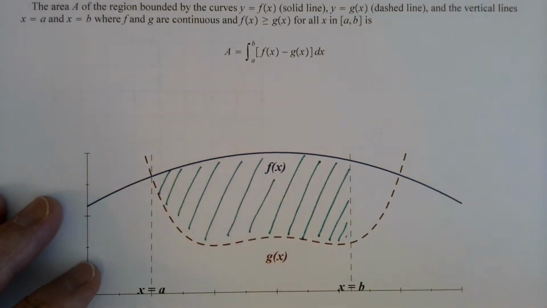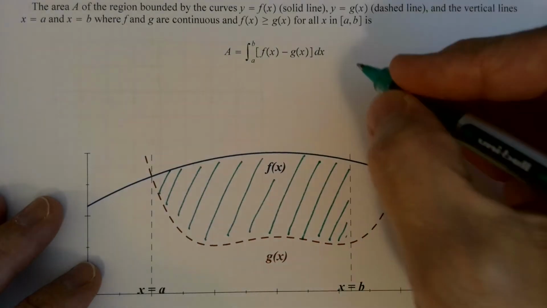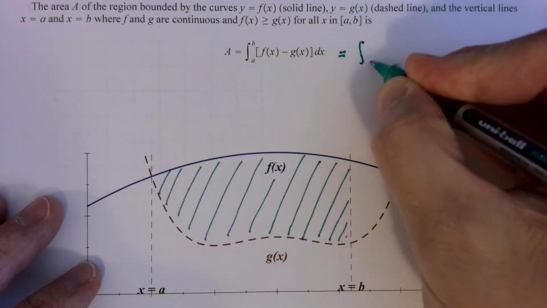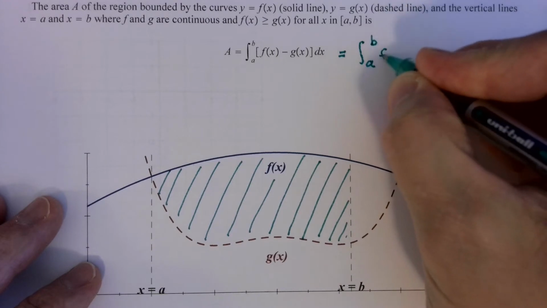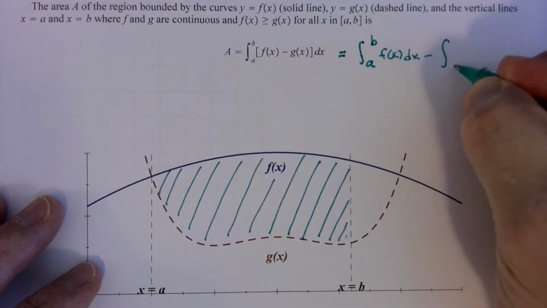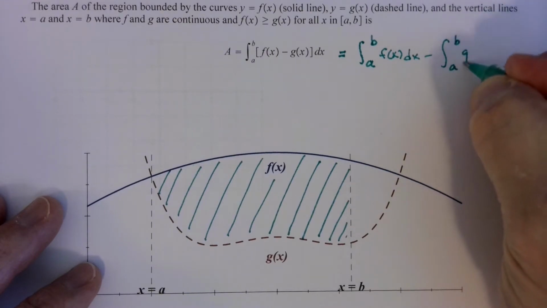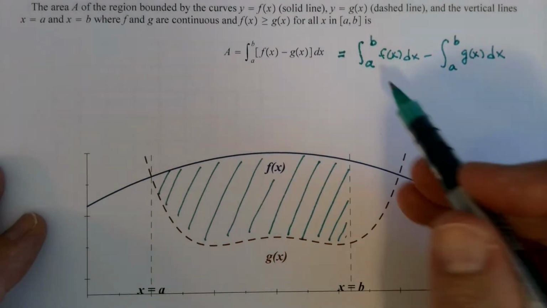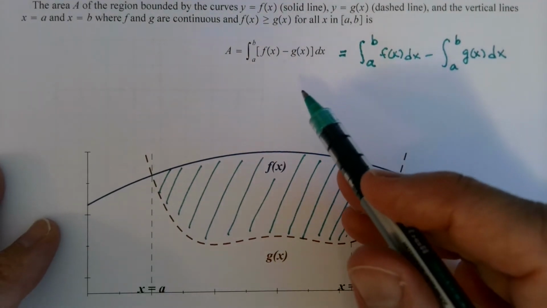And it should make sense in one sense, because we can certainly break this definite integral up into what? The integral from a to b of just f of x dx minus the integral from a to b of g of x dx, right? So I can do that by the property of definite integrals.